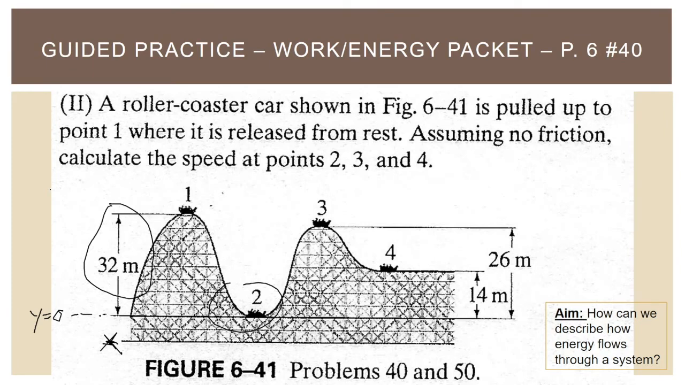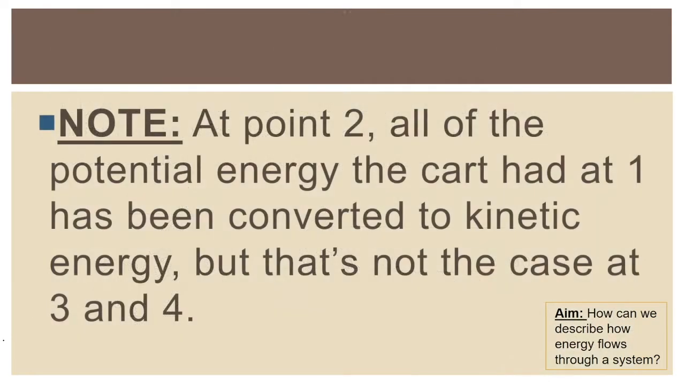Now, there is a very significant difference between point 2 and points 3 and 4. If we acknowledge that it makes the most sense to consider y equals 0 to be here at that horizontal line where all the heights are measured from, the obvious difference is that at point 2, all of the potential energy the cart had has been converted to kinetic energy. But that's not the case at points 3 and 4.